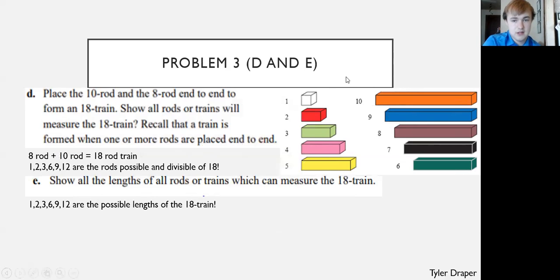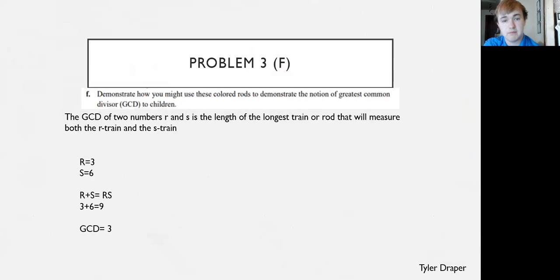Okay, let's see. So we can have 18 of the white ones to get us to 18. We can have 2 of the 9 ones, or we can have 9 of the 2 blocks. We can have 3 of the 6, or we can have 6 of the 3. These are all just factors that make up the train that we can use. These are all of our possibilities that we can use to make an 18 block train with our factors. All right, problem 3F.